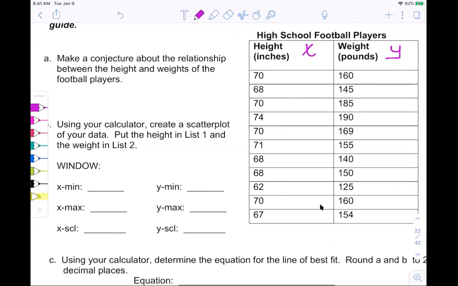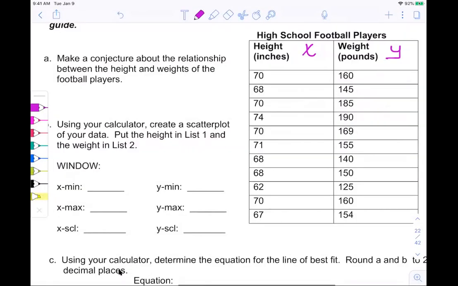So can somebody look at this information and describe the relationship between the height and weight of football players? So look at the height, look at the weight. What kind of conjecture, hypothesis could you come up with? And it doesn't even need to be football players. I think this is in general as well. Ava R., what do you think you could decide about the height and weight of football players?